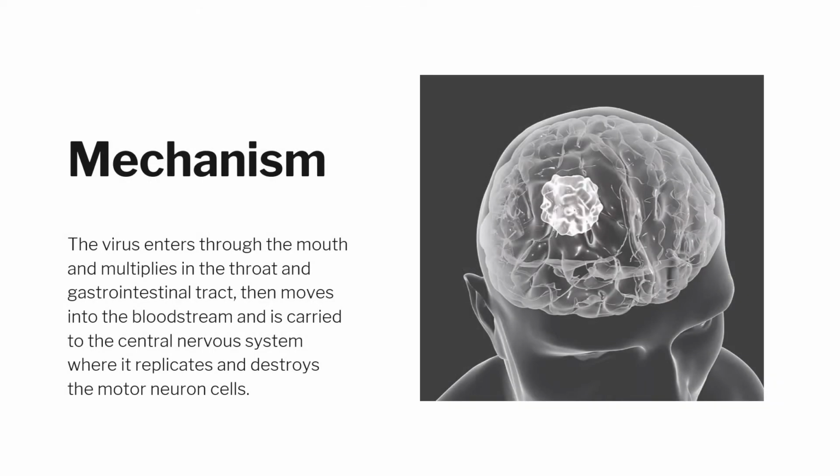The virus enters through the mouth and multiplies in the throat and gastrointestinal tract, then moves into the bloodstream and is carried to the central nervous system, where it replicates and destroys the motor neuron cells. Motor neuron controls the muscles for swallowing, circulation, respiration, and the trunk, arms, and legs.